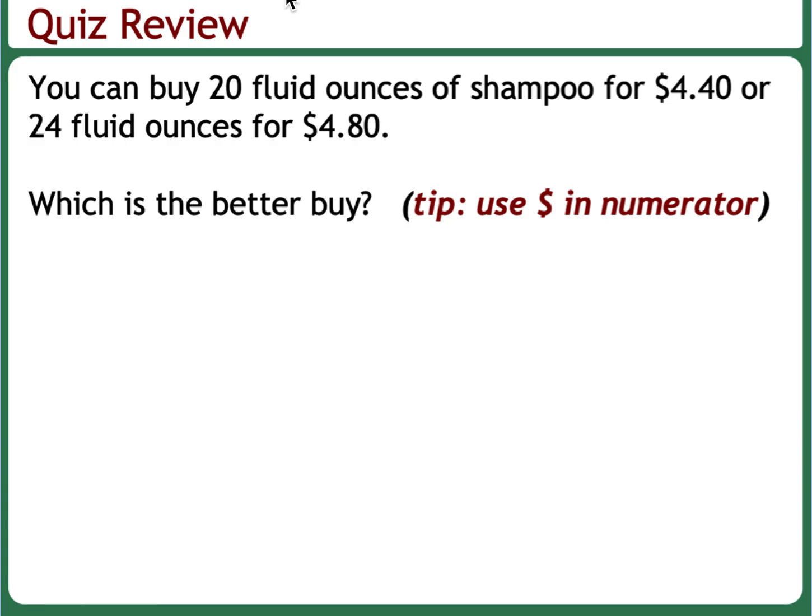All right, and then we have looked at better buys before. As a tip, put the dollar in the numerator, and what we're going to do is find the unit rate, how much it costs for, in this case, 1 fluid ounce. All right, so for our first option, we can pay $4.40 for 20 fluid ounces. So if we divide by 20, that's going to tell me how much it is for 1 fluid ounce.